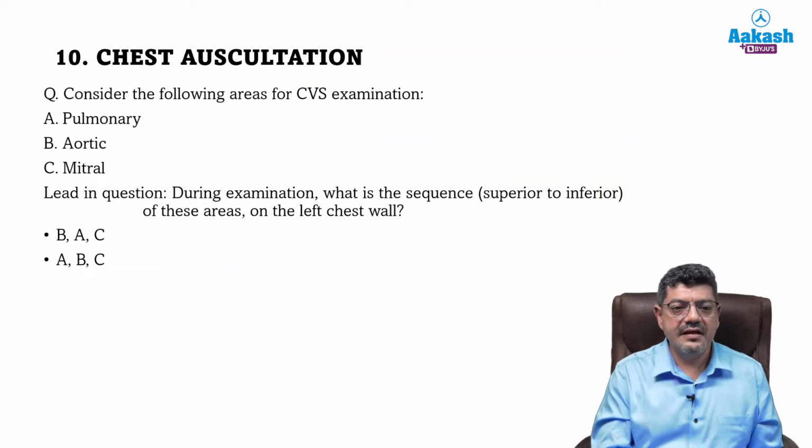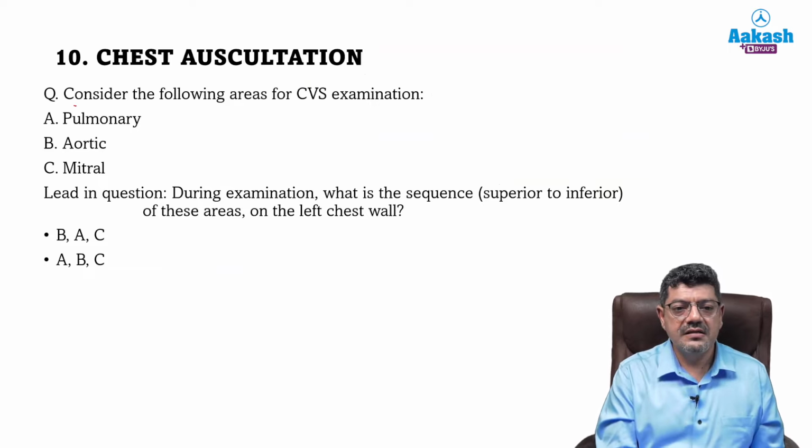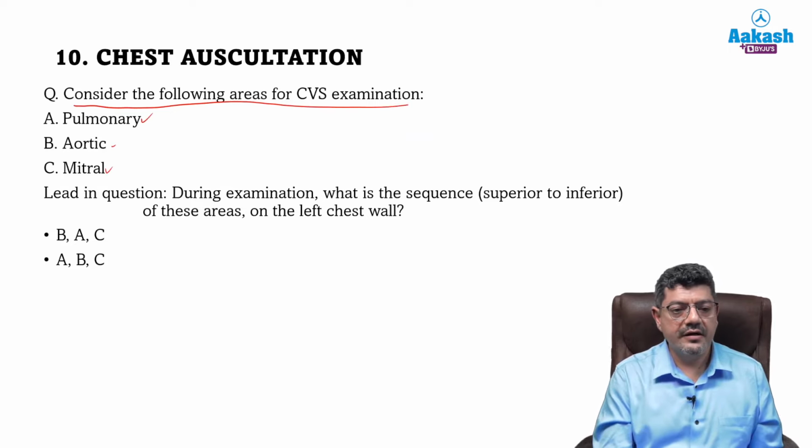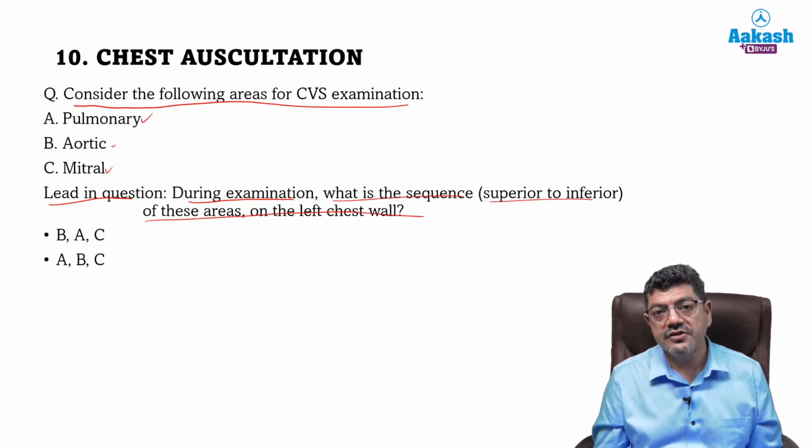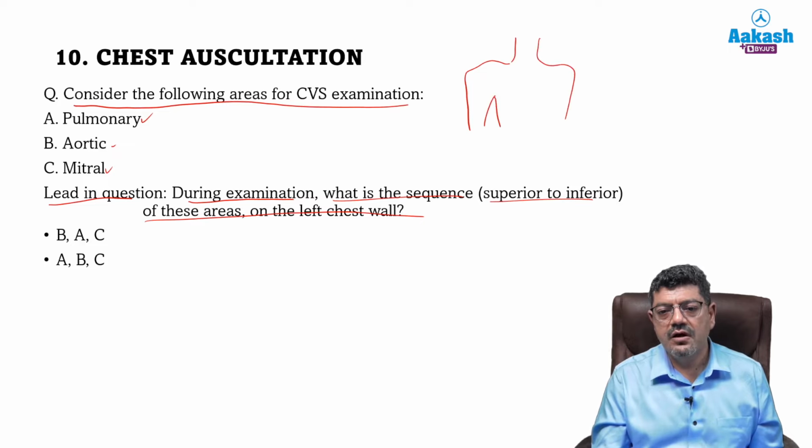Now this is the second question I was talking of. Consider the following areas for CVS examination. They're talking about pulmonary area, aortic area, and mitral area. And they've asked the lead-in question: during examination, what is the sequence, superior to inferior, of these areas of the left chest wall? If you missed reading left chest wall, you got this wrong, isn't it?